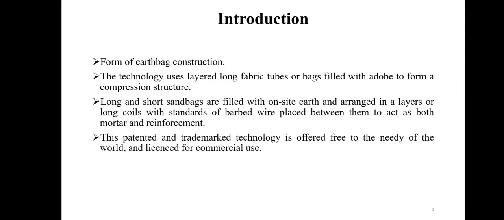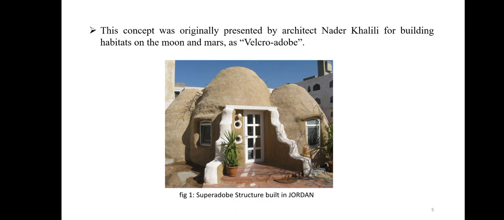Introduction. It is a form of earth-bag construction. In this, layered long fabric tubes are used, which are filled with locally available material and are bound with barbed wire to act as both mortar and reinforcement. Khalili also suggests this technology to build houses on the Moon and Mars, as Velcro adobe. This is a superadobe structure which is built in Jordan.